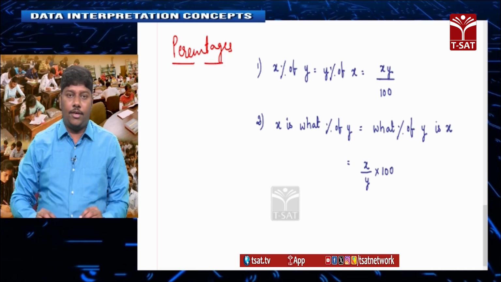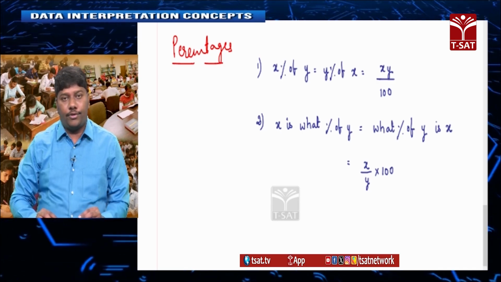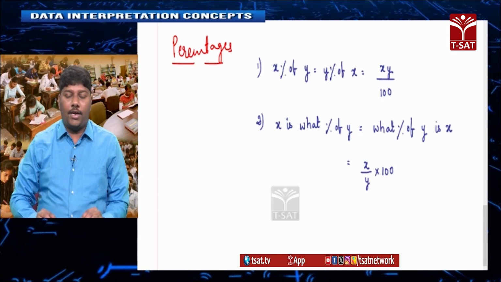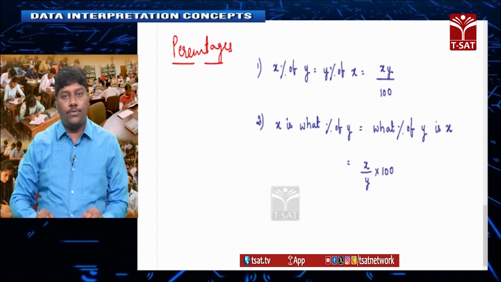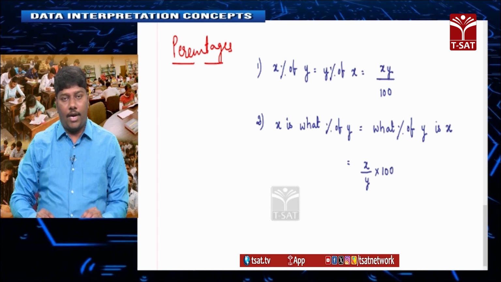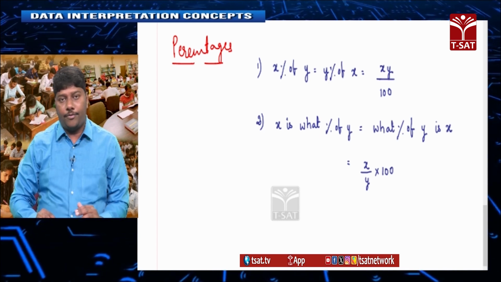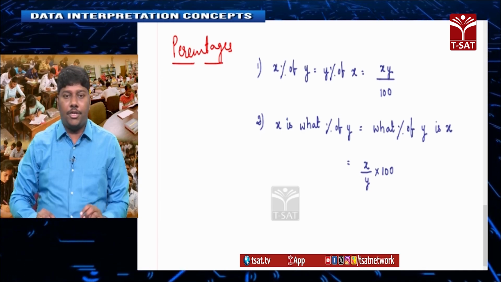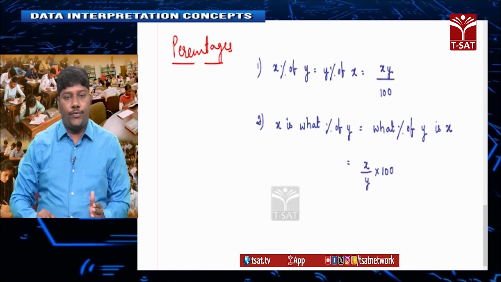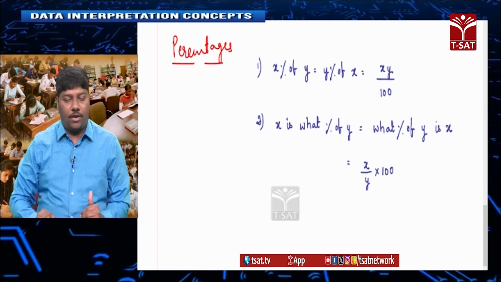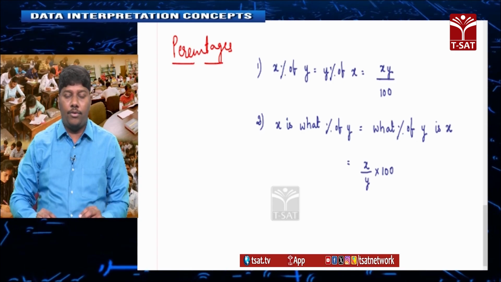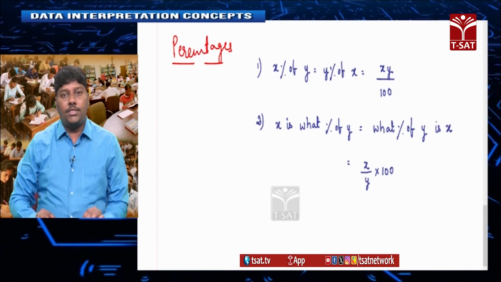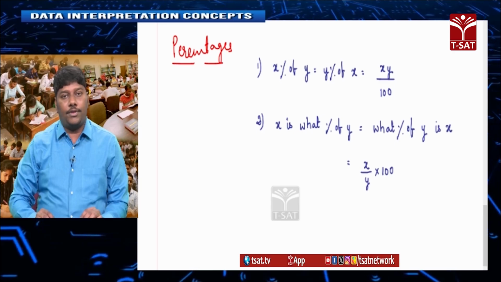Let's say a factory produces a certain number of cars in 2015 and a certain number of cars in 2020. They'll ask you the number of cars produced in 2015 is what percent of the number of cars produced in 2020. When they compare one value with the other in terms of percentage, then you can always use this formula: X is what percent of Y, or what percent of Y is X. The second one they may also ask: what percentage of the cars produced in 2020 is equal to cars produced in 2015.